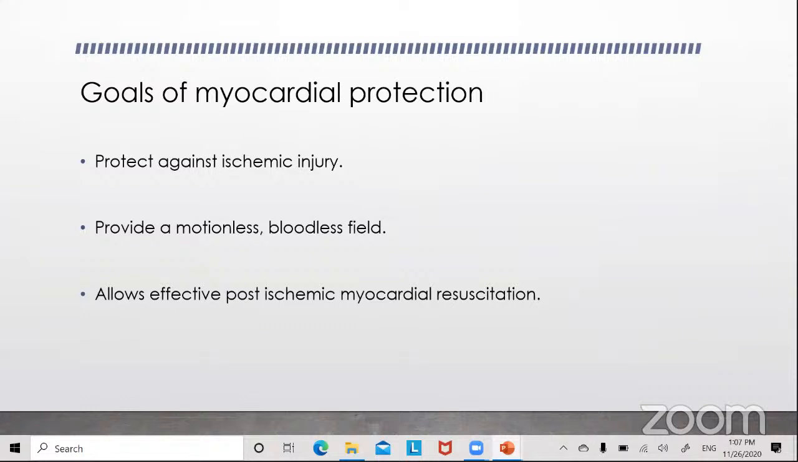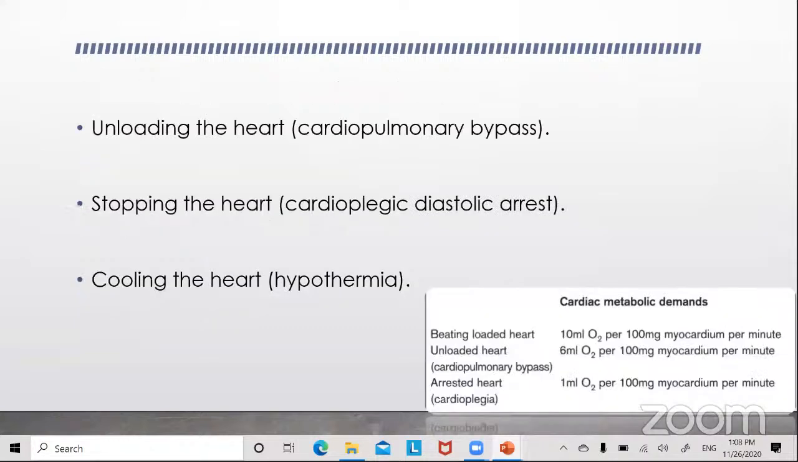Goals of myocardial protection: it should minimize and protect against myocardial ischemia and damage during cardiopulmonary bypass by reducing myocardial O2 demand. It should provide an emotionless, bloodless field and allow effective post-ischemic myocardial resuscitation. Several methods of myocardial protection can be used to reduce the O2 demand: putting the patient on cardiopulmonary bypass to unload the heart, the use of cardioplegia, and hypothermia.